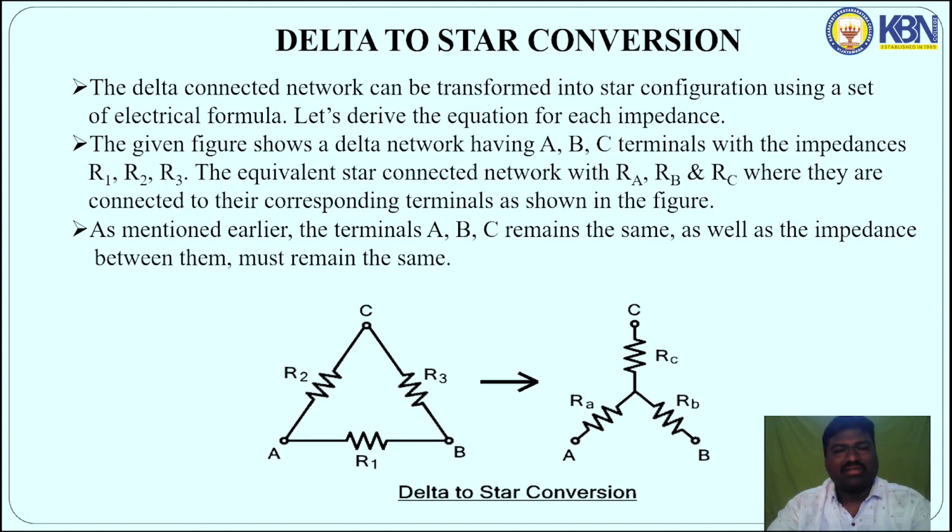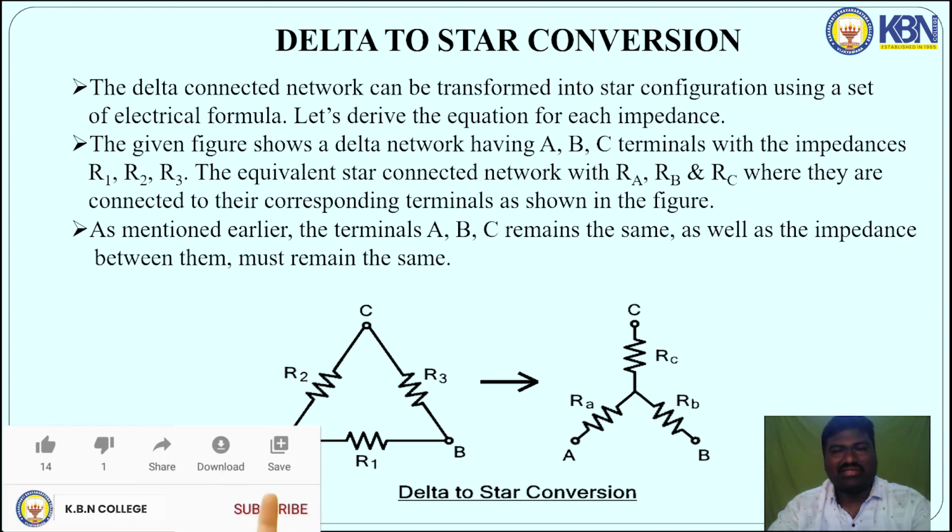Here the left hand circuit represents the delta network, which will be changed into the star network. Here R1, R2, R3 represent the delta network and RA, RB, RC represent the star network. After mathematical manipulations, the network is changed from delta to star.